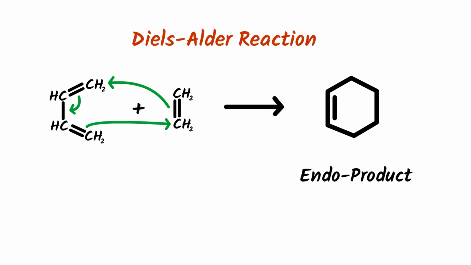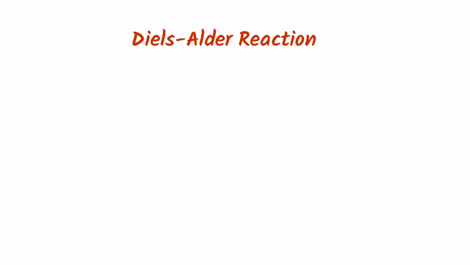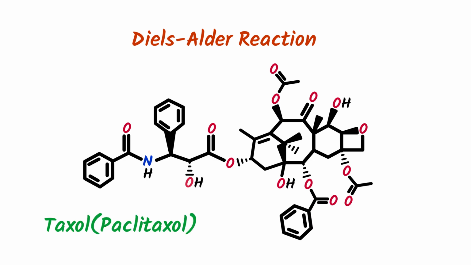In many cases, the endo product is formed preferentially because it is favored during the reaction. Now for the drug example, and this one is genuinely impressive. The total synthesis of Taxol, which is paclitaxel, one of the most powerful anti-cancer drugs we have and one of the most complex molecules ever synthesized in a lab, uses Diels-Alder chemistry to build its bicyclic core framework.